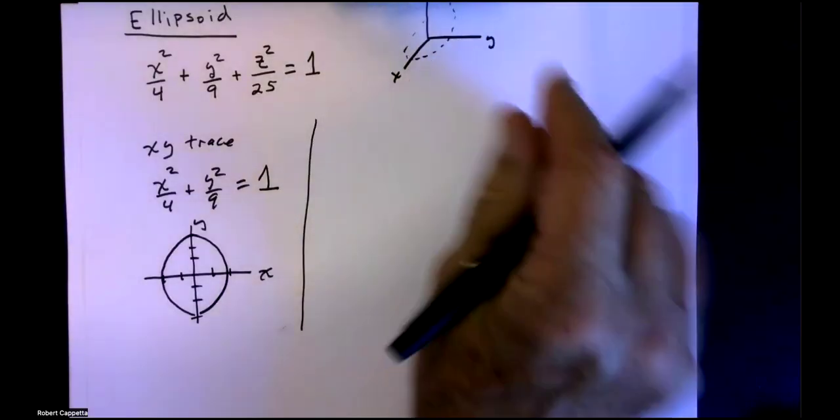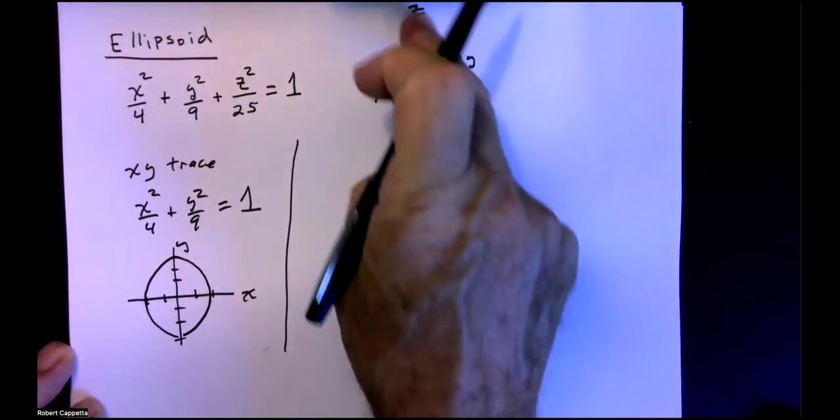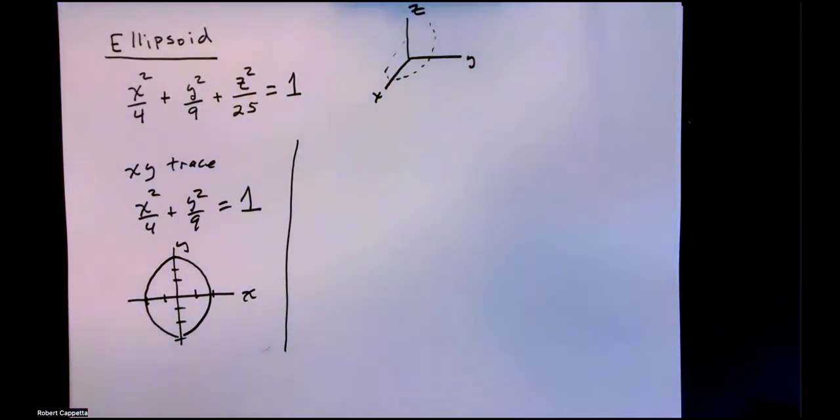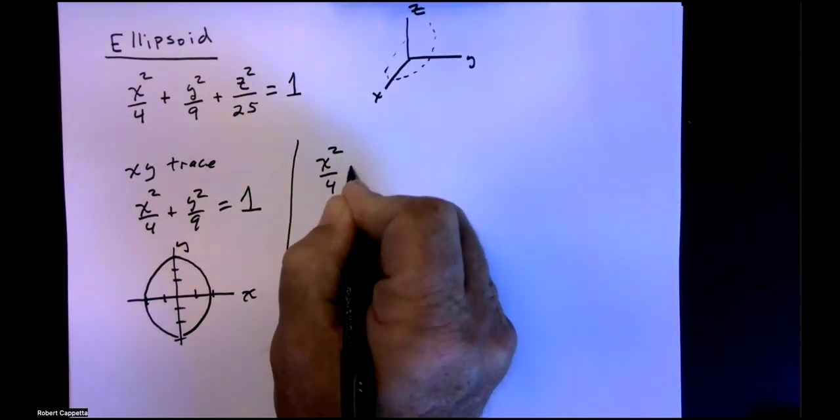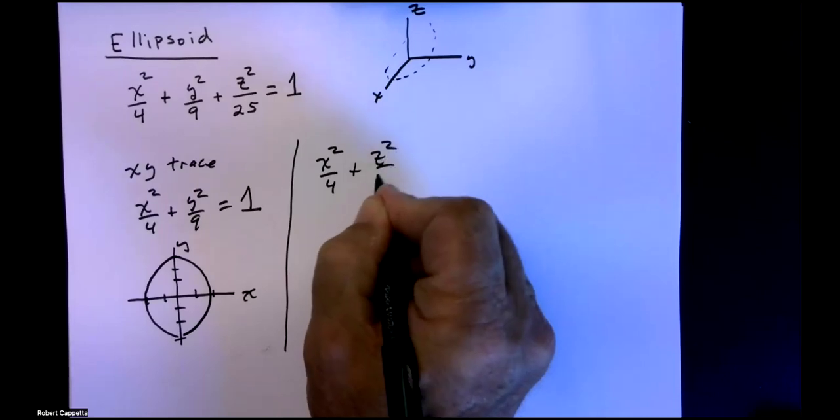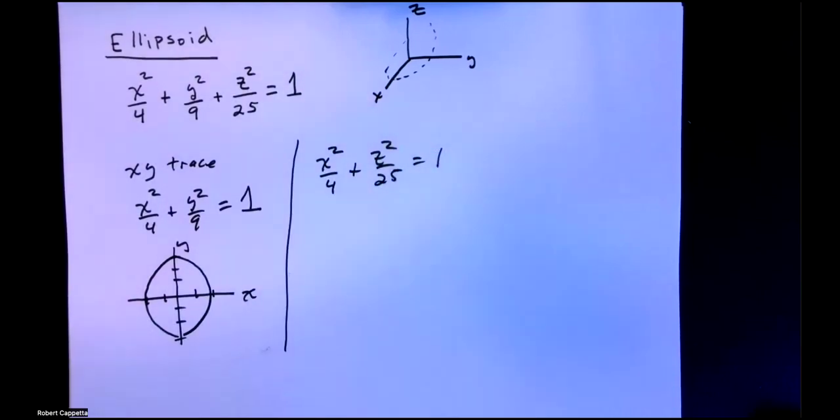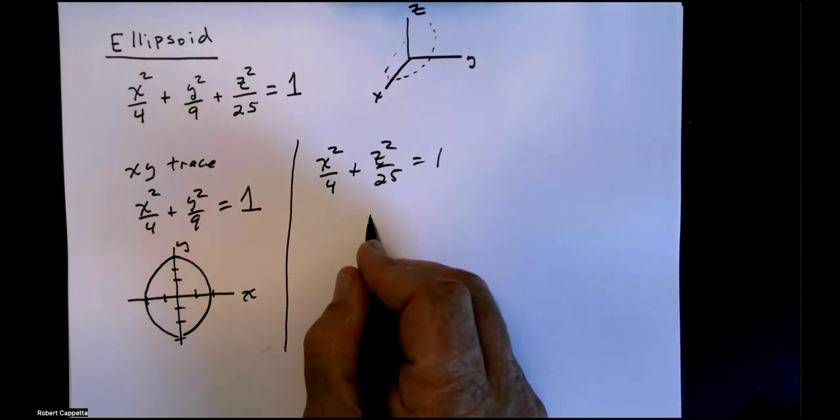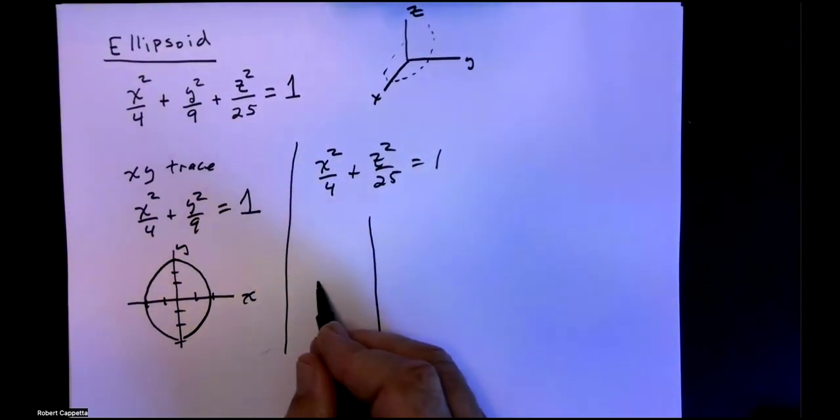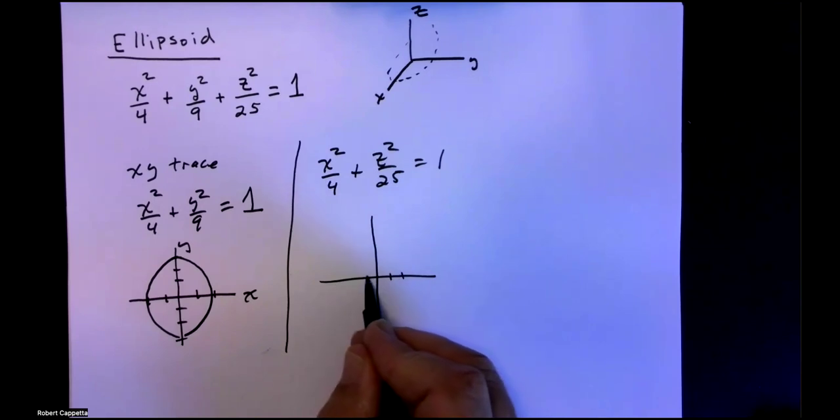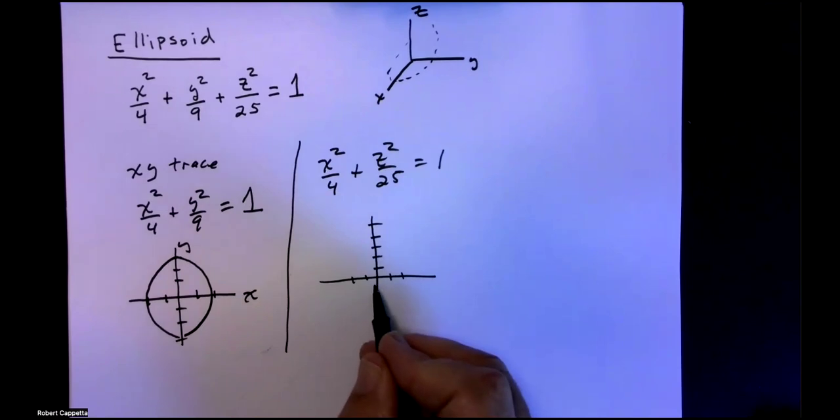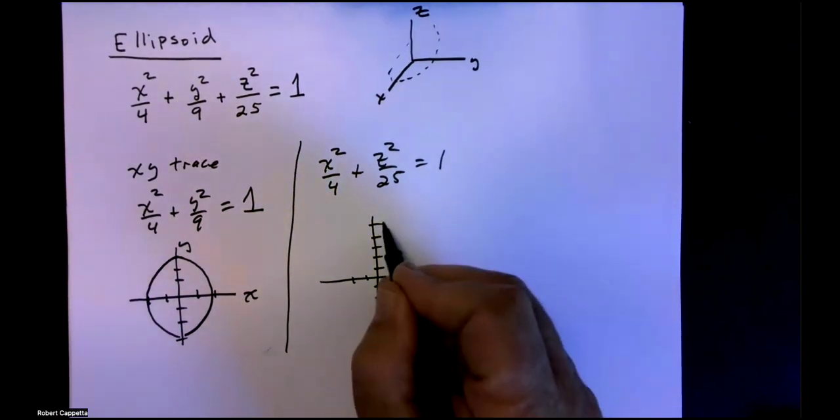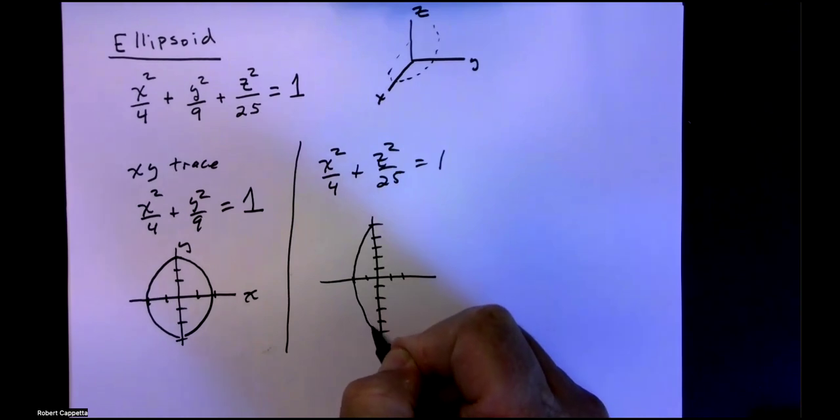You'll see the xz trace is going to represent what is happening on the left side of this frame, where it's intersecting that. So the xz trace would be x squared over 4 plus z squared over 25 equals 1. Another ellipse. So x out to 2 and z up to 5. So much skinnier in that direction. That's what that trace is going to be.